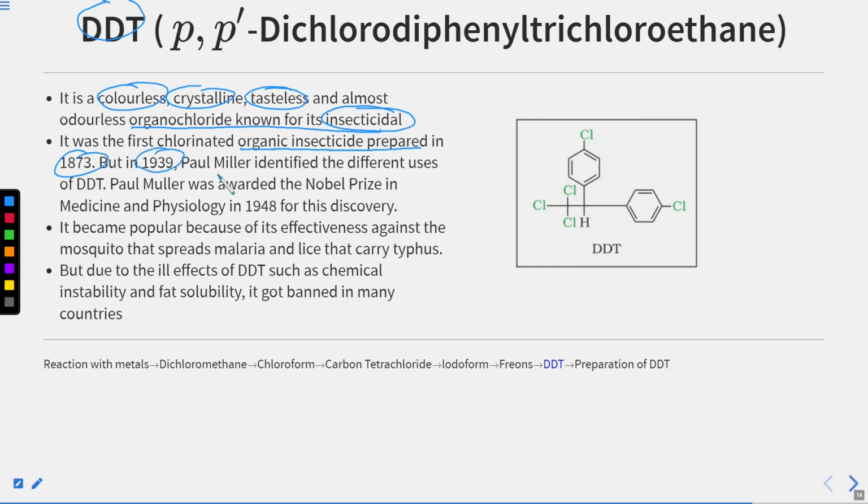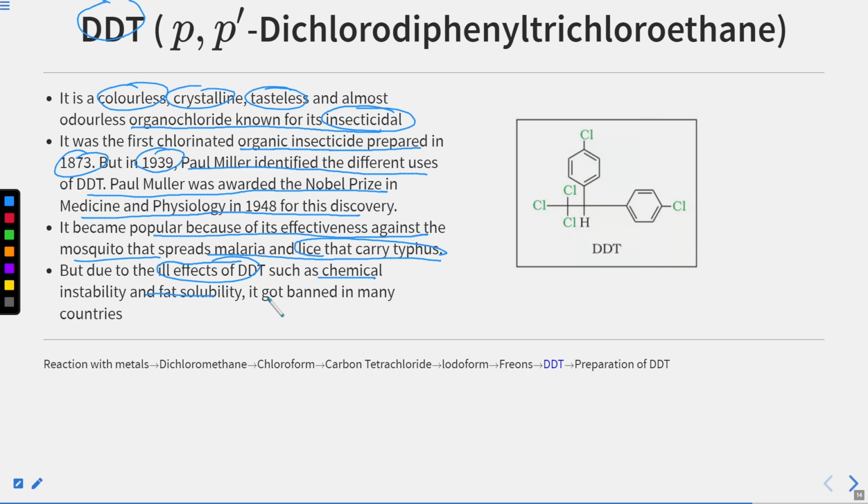But in 1939, Paul Müller identified the different use of DDT. Paul Müller was awarded the Nobel Prize in Medicine and Physiology in 1948 for this discovery. It became popular because of its effectiveness against the mosquitoes that spread malaria and lice that carry typhus. But due to the ill effects of DDT, like its chemical stability and fat solubility, it can be harmful if it is exposed to food.